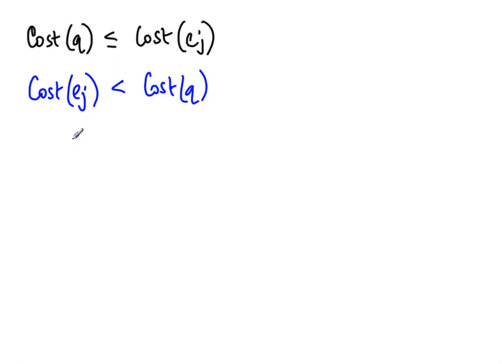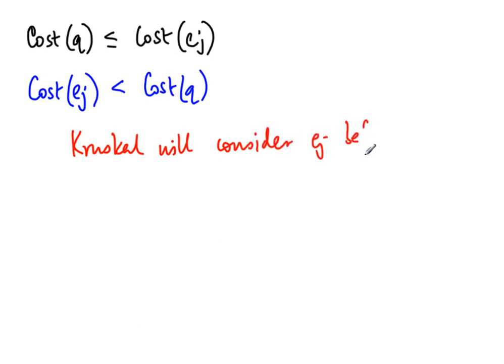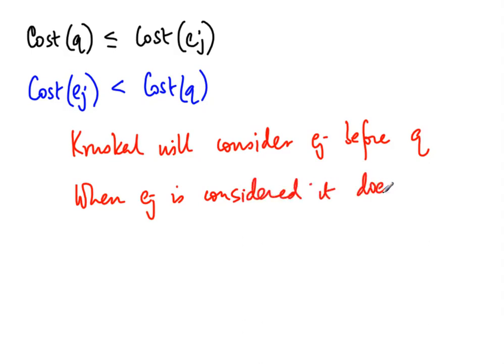So first of all, Kruskal will consider EJ before Q, because Kruskal processes the edges in ascending order of cost. At the point when EJ is considered, it does not form a cycle. Why? Because all the edges which are smaller than Q, which are there in the Kruskal tree, are also there in T prime. So if EJ formed a cycle in T, it would also form a cycle in T prime, but it is in T prime, and T prime doesn't have any cycles.